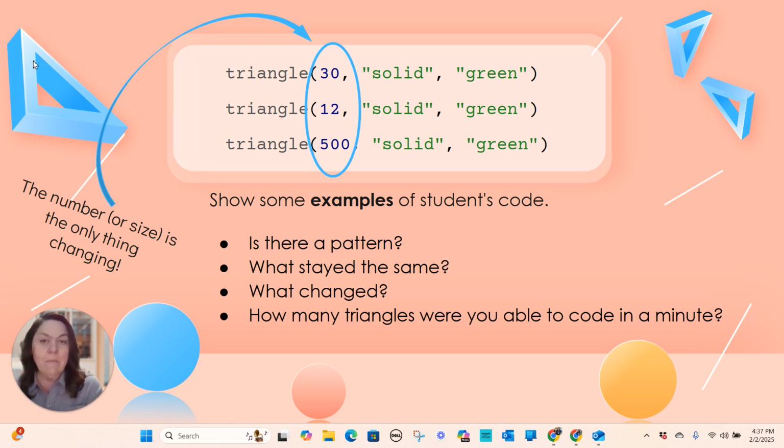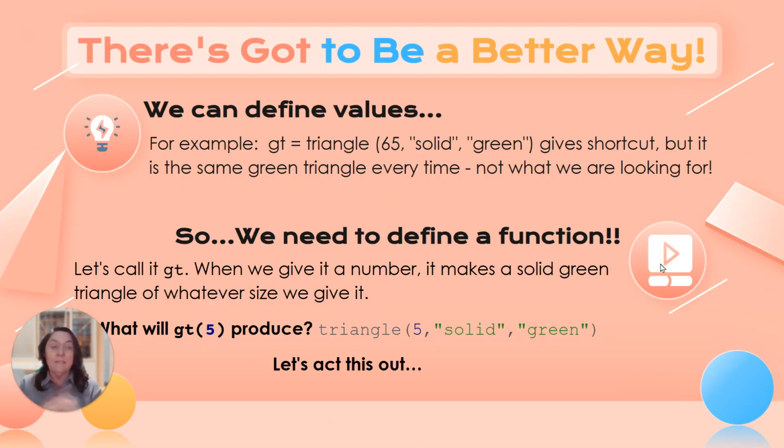What stayed the same and what changed? You got that triangle 30 solid green, triangle 12 solid green, triangle 500 solid green, and just circle what is changing. And then we see all of the other things stayed the same. So have a conversation with them about their code, what stayed the same and what changed. And obviously the only thing changing here was the size of the triangle. Very important to keep that in mind for what comes next.